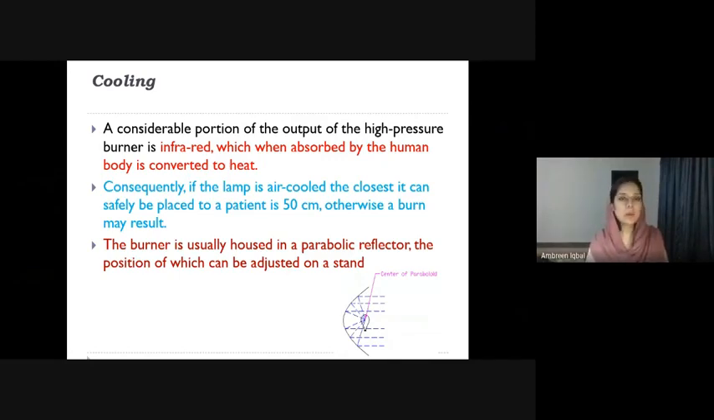So when a body is exposed to these infrared waves that are produced along with the ultraviolet radiation, it is going to heat up. Consequently, if the lamp is air cooled, the closest it can be safely placed to the patient is 50 centimeters, otherwise a burn may occur. The burner is usually housed in a parabolic reflector, the position of which can be adjusted on the stand.